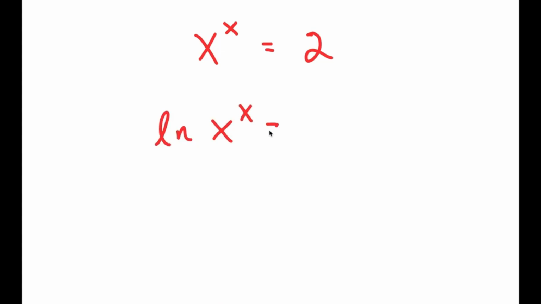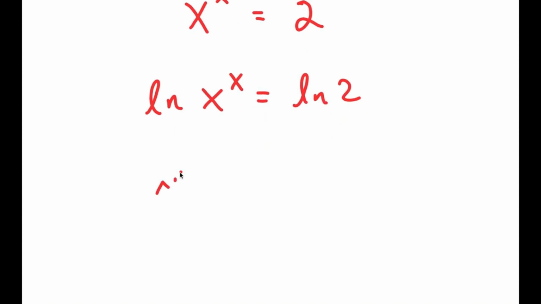Alright, so for this video, I'm going to solve the equation x to the power of x is equal to 2. So to solve this, I'm going to use logarithms and the properties that come with logarithms. So I'm going to first start by taking the ln, or natural log, on both sides. So I get ln x to the power of x is equal to ln 2.